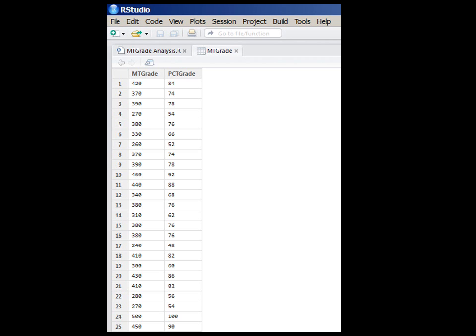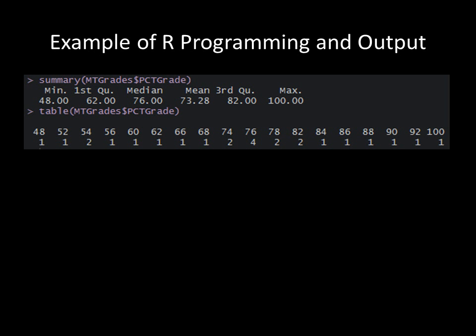So how do we make sense of these data? If we do a simple summary of the percent grade variable, we can see what the measures of central tendency are for the grades on this midterm. For instance, the average, the mean grade on this midterm exam was 73.3. That is, the average score on this midterm was a 73, about a C.